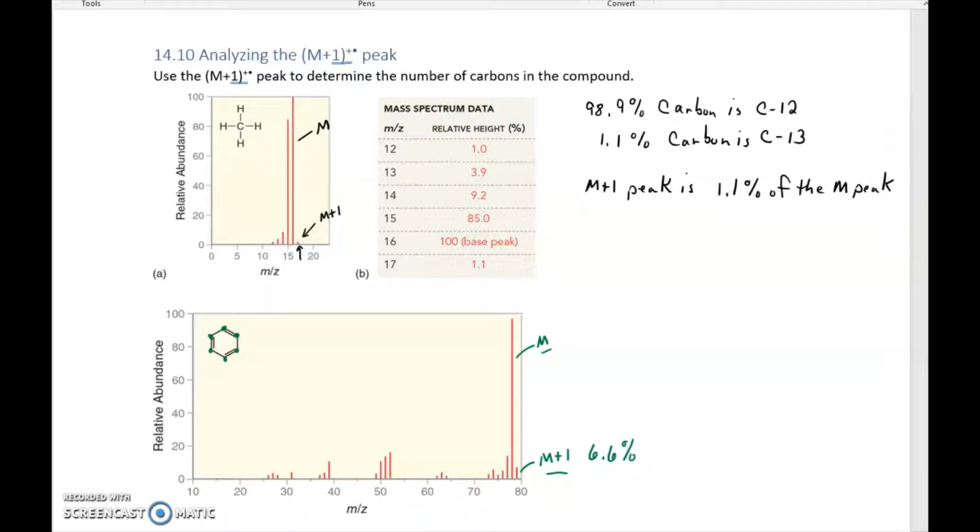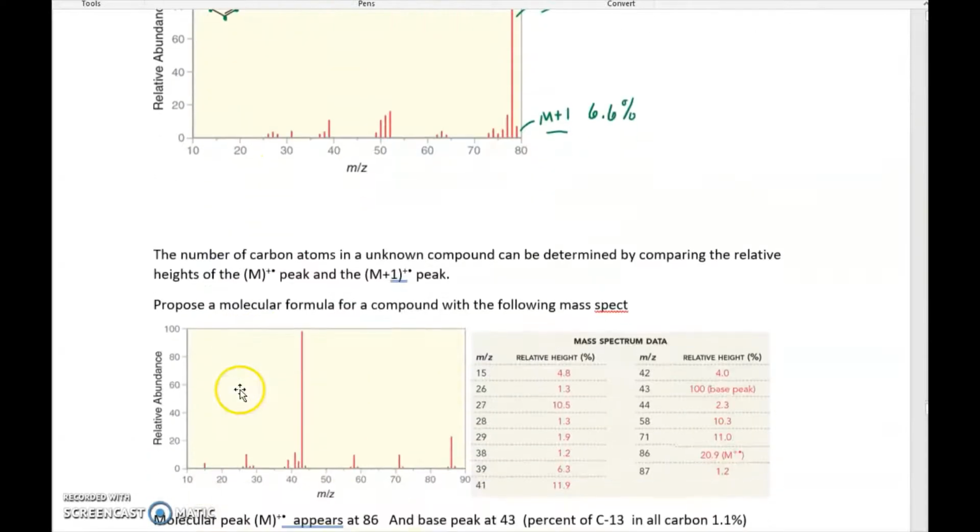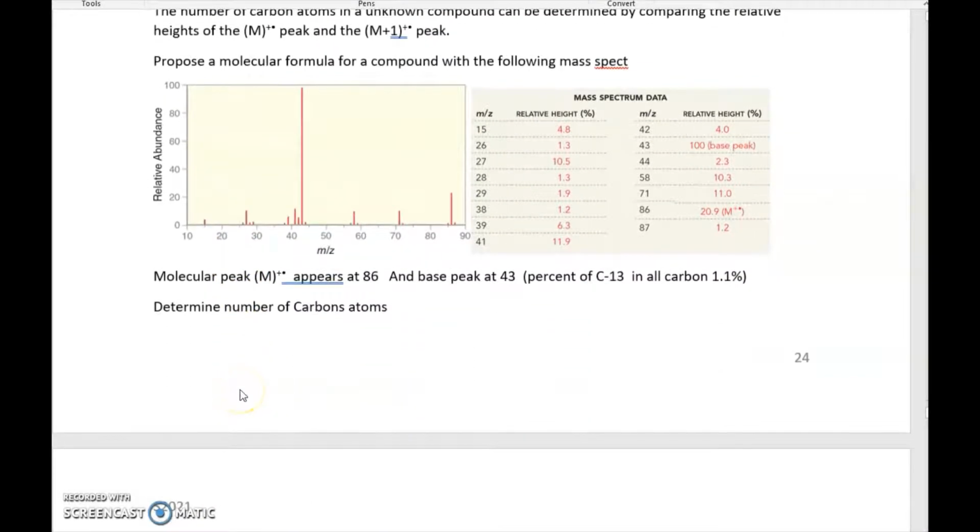So let's see how we can do this. We're going to propose a molecular formula for a compound using the following mass spec. We don't know anything about the compound except that it has a molecular peak that appears here at 86. The base peak is here. And we also know that the percentage of carbon-13 in all carbon is 1.1%.